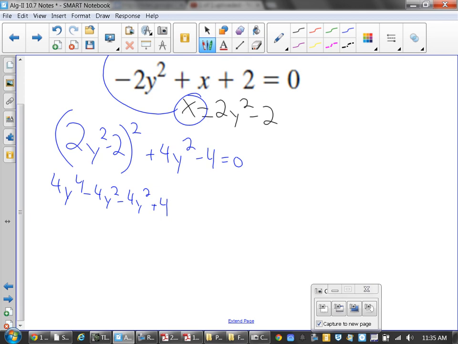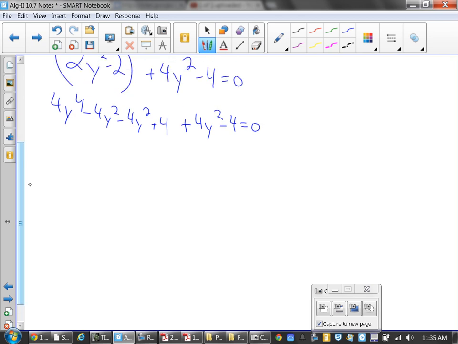Now I have to tack on the rest. Plus 4y squared minus 4 is 0. Just a few terms. You should be happy, at least one of them drops out, or 2 of them, I should say. So I'm going to combine like terms, and hopefully you see what's going on here. And all I'm left with is 4y to the fourth minus 4y squared is 0. And I'm back to a plain old boring factoring problem.